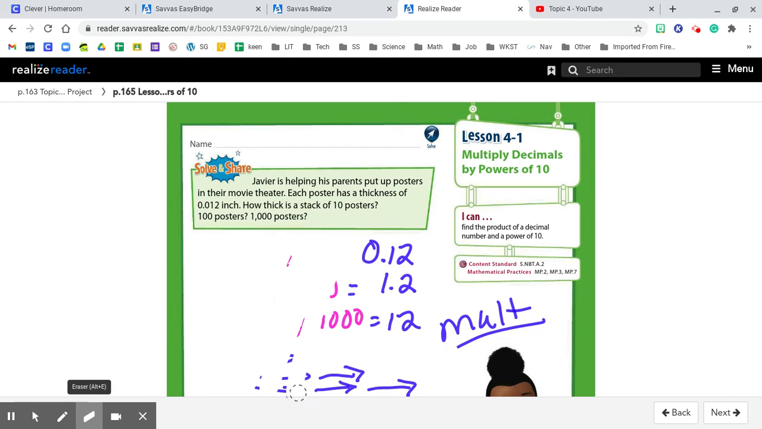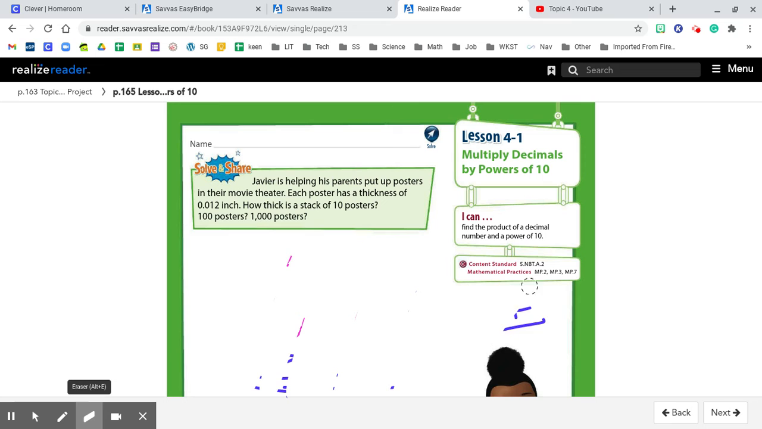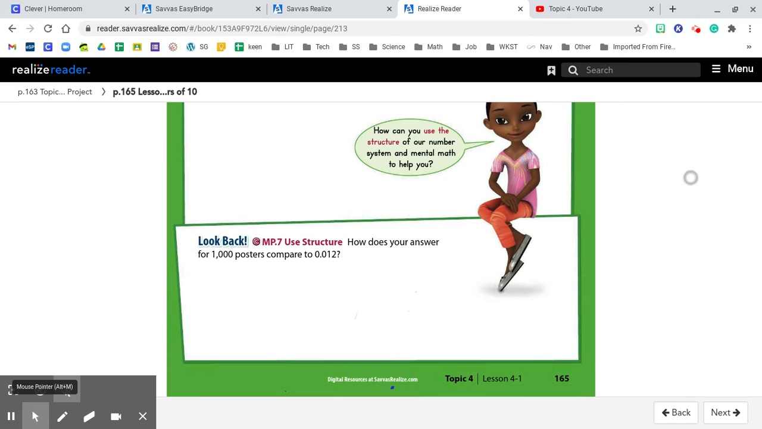So let's take a look at the problem at the bottom. I'm on my tiny little school computer, so I have to scroll down here. How does your answer for 1,000 posters compare to 12 thousandths? So the decimal point has moved how many places? What did we say? Our decimal has moved three places.